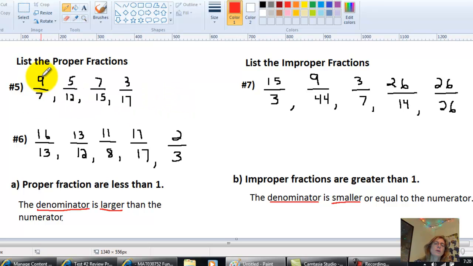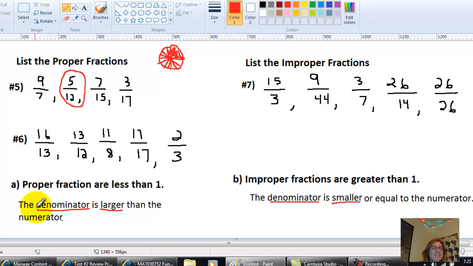Denominator is 7. Numerator is 9. Is the denominator larger than the numerator? No. So it's not proper. Alright, so 5/12. Is the denominator larger than the numerator? Yes. 12 is larger than 5, so this is a proper fraction. This is telling us there are 5 pieces of a whole cut into 12 pieces. So if I had 12 pieces there, this is telling me there are 5 pieces shaded in. That's a very rough version of what we're talking about, but that is a proper fraction.